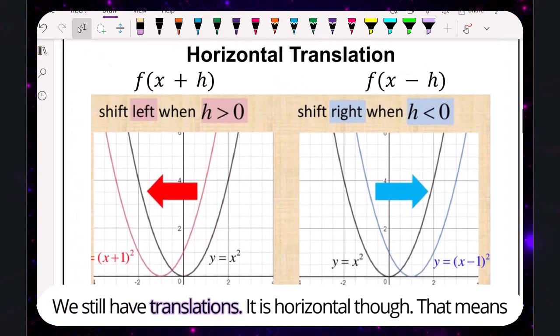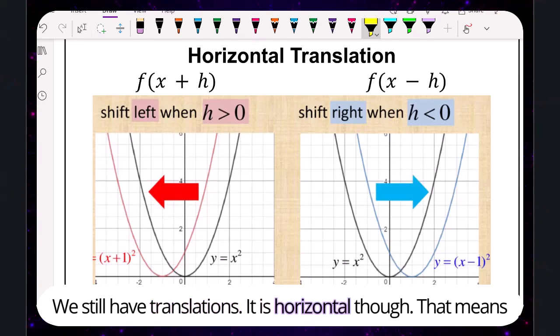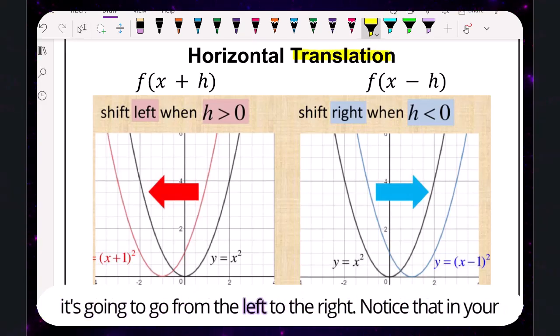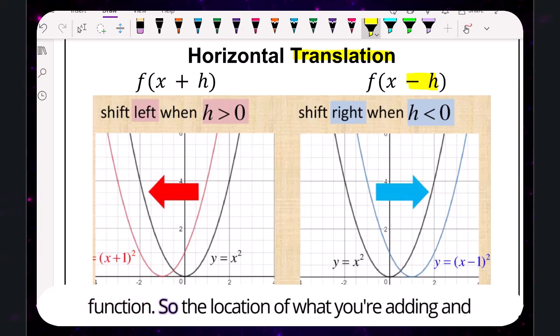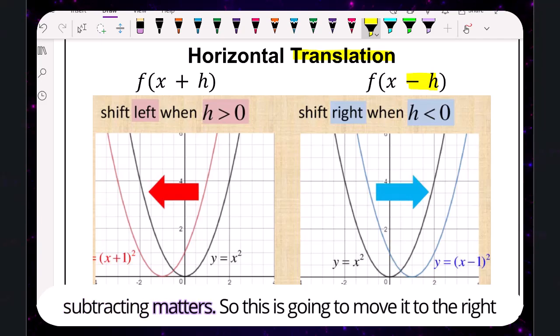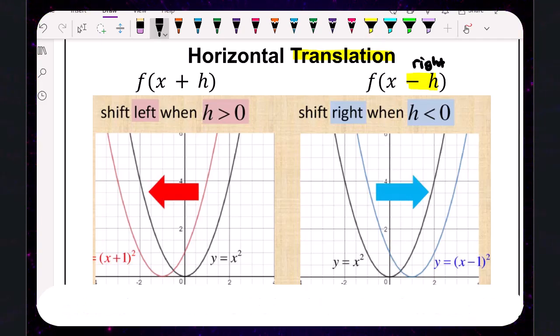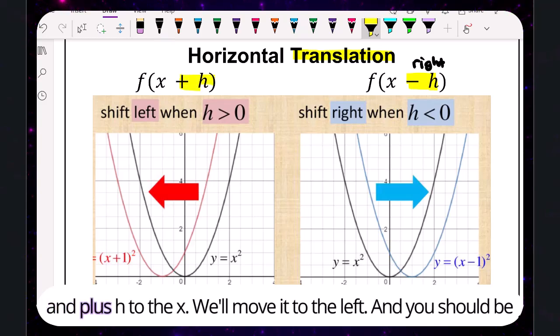We still have translations. It is horizontal though. That means it's going to go from the left to the right. Notice that in your function notation, you are subtracting from the x, not the function. So the location of what you're adding and subtracting matters. So this is going to move it to the right. And plus h to the x will move it to the left.